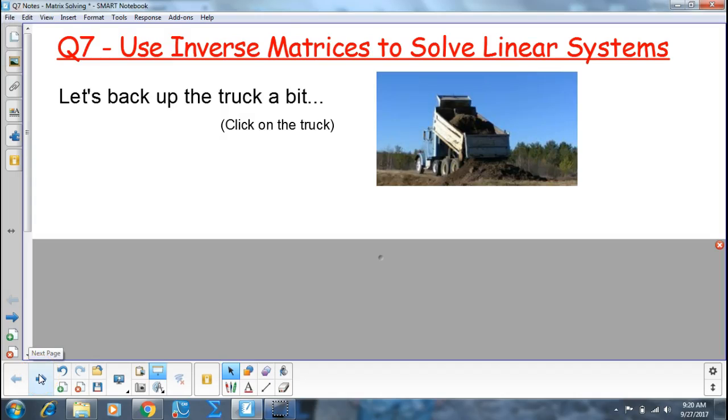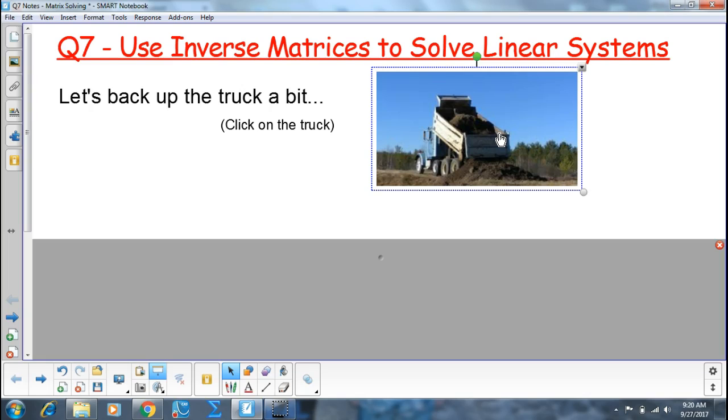It is go time. It's also ninja time. Okay? All right? So, before we take one step forward, I would like to take 18 steps backwards. So we're going to back that truck up just a little bit.